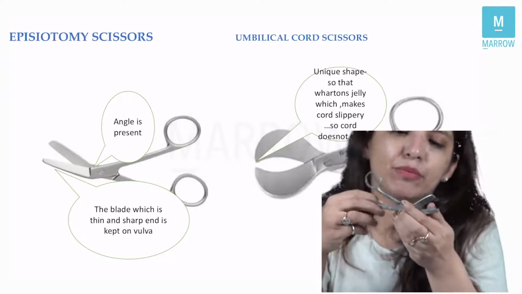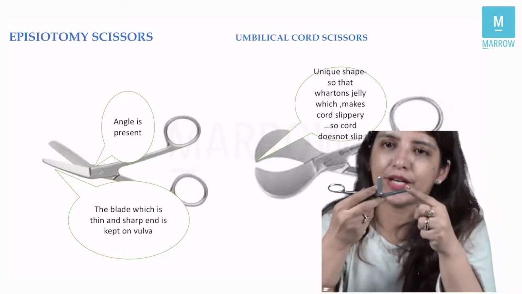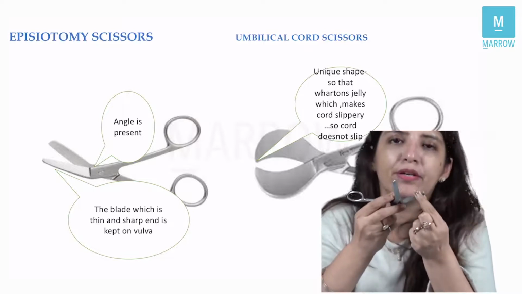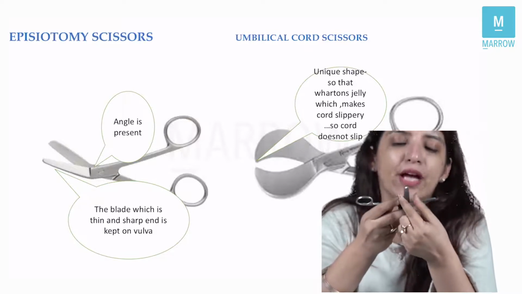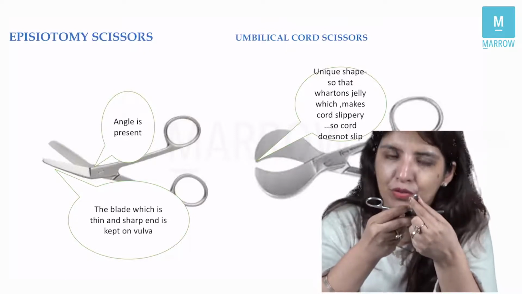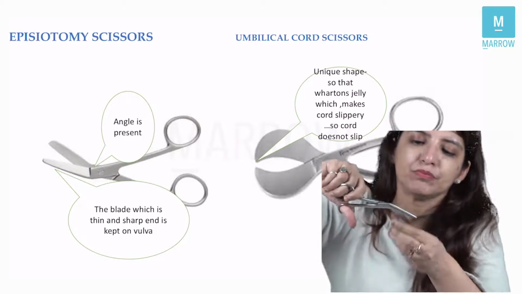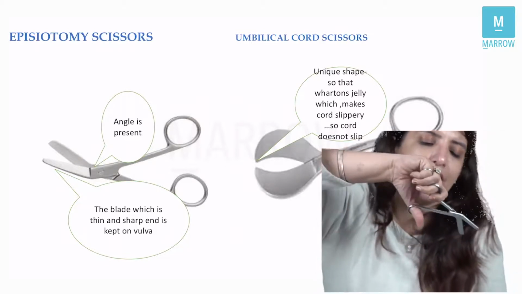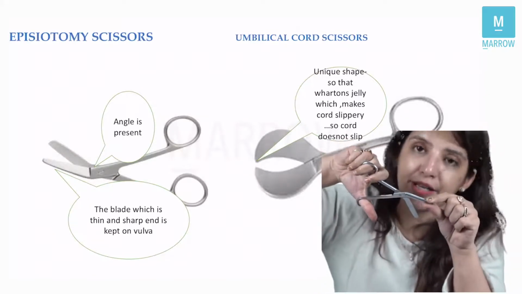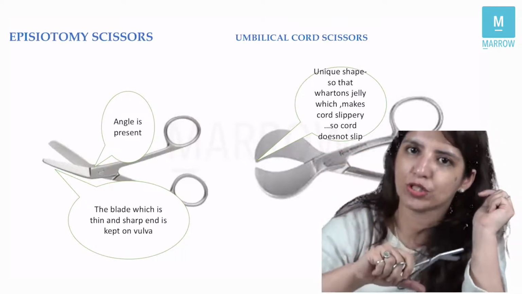Then you look at the blades. Both the blades, they have blunt ends, right? They are not pointed, but one of them is narrow and a little sharp blade than the other end, which is the other blade, which is broad and a little more blunt, right? So this is an episiotomy scissors. This is how you have to give an episiotomy. The long pointed end is going to rest on the vulva and you are going to give the episiotomy.